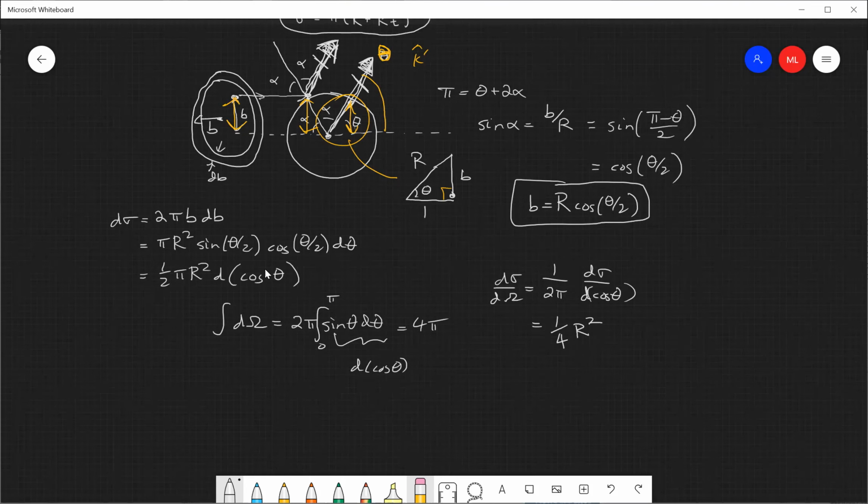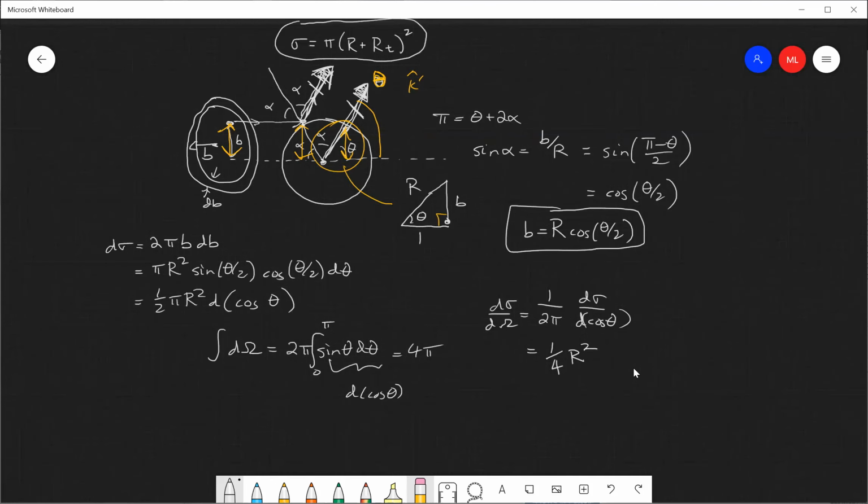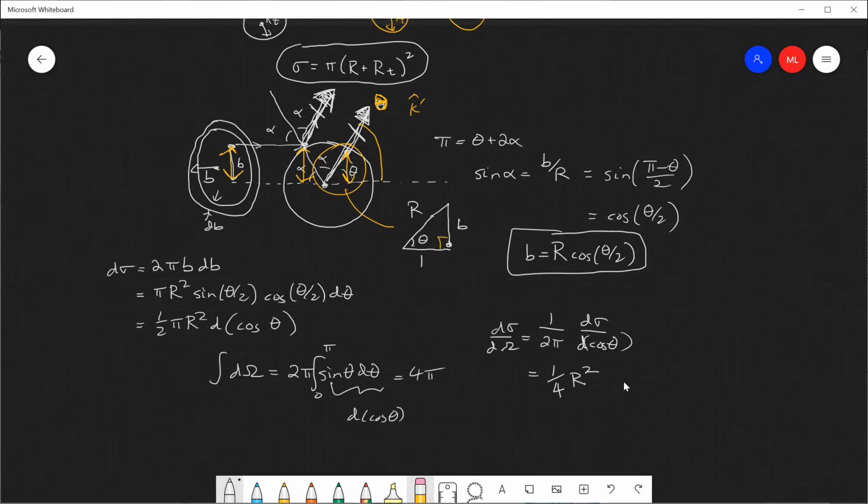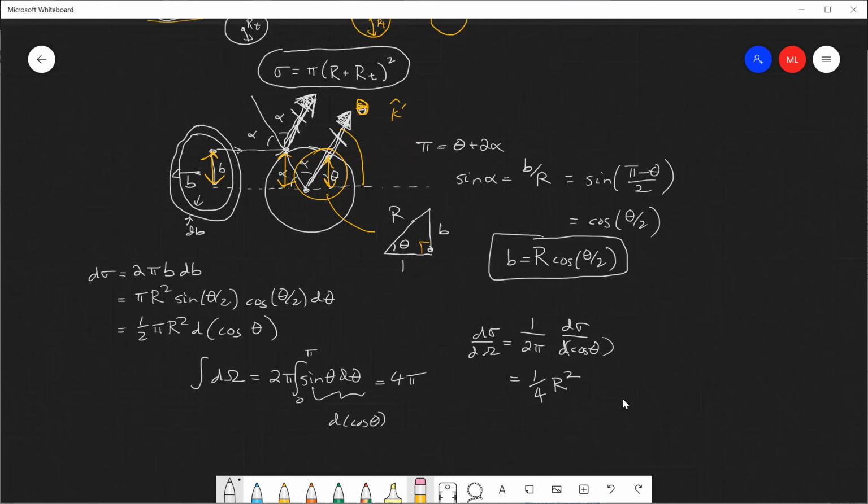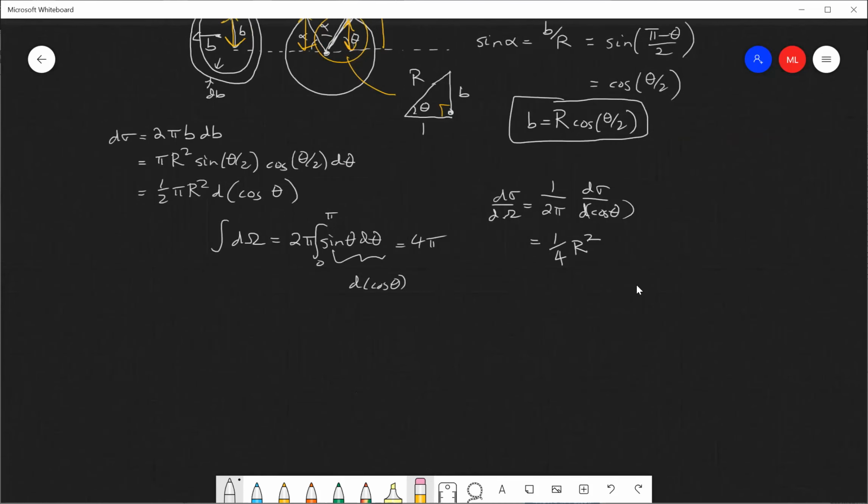And it makes some sense, right? Because if we integrate over all the angles, we'll get the total cross section, which is what? Sigma d omega, right? It's going to be 4 pi over 4 r squared, which is pi r squared. And that makes perfect sense.